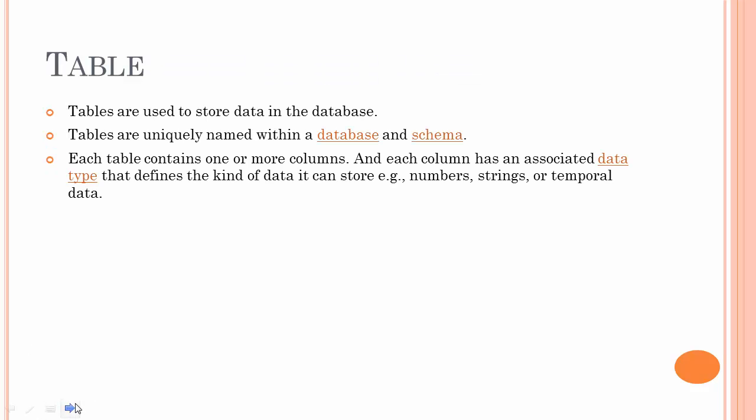What is a table? A table is a collection of rows and columns. Tables are used to store data in the database. Tables are uniquely named within a database and schema. Each column of a table has an associated data type that defines the kind of data it can store, for example, numbers, string or temporal data.